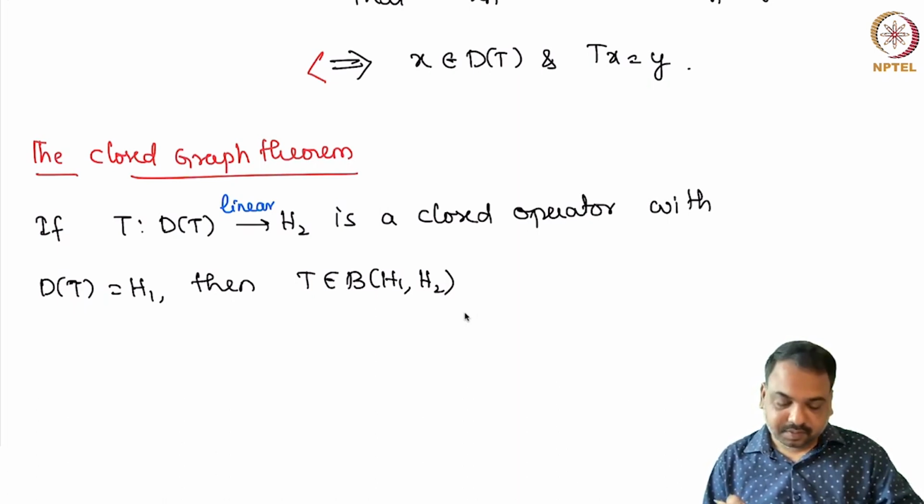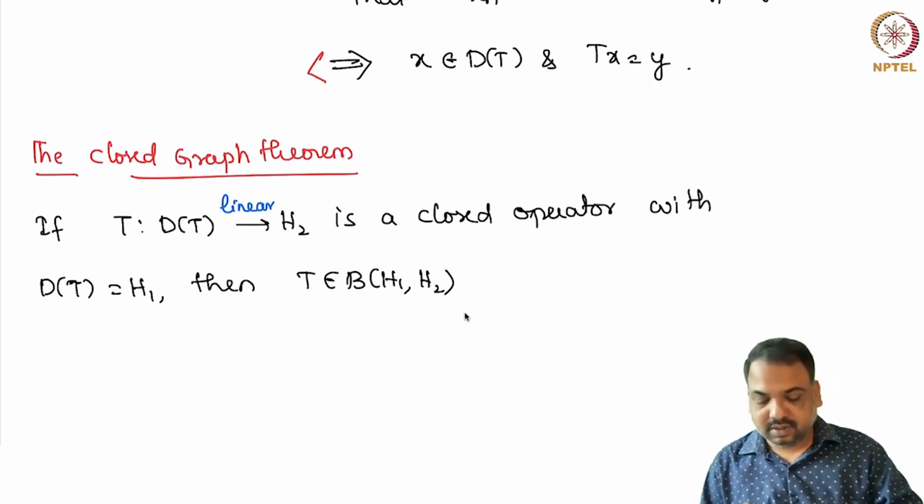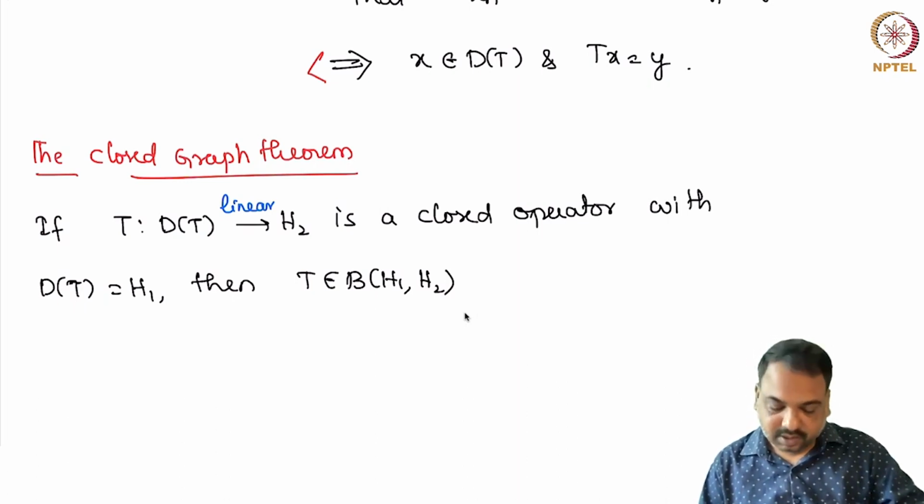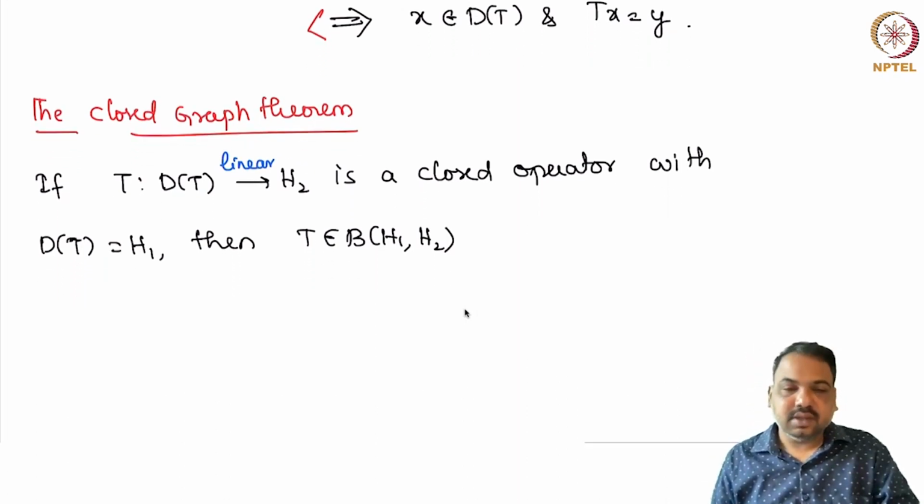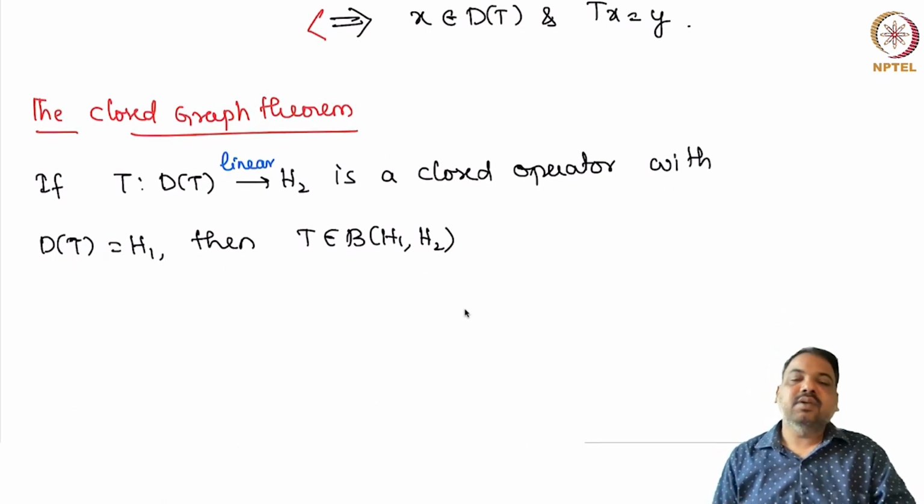That means the difference between the closed operator and bounded operator is the domain. If the domain is the full space and it's closed, then it's bounded. That means for a bounded operator, we always assume that the domain is the full space. Now one can ask the converse. What happens if T is a bounded operator? Can we say that it's closed?